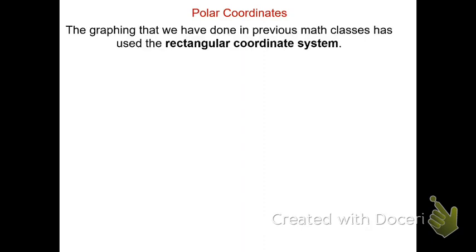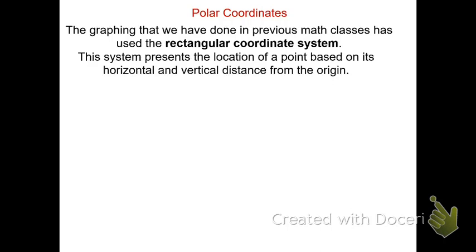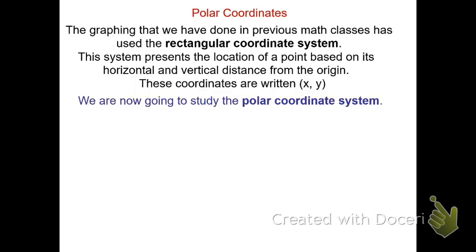The graphing that we've done previously has always been in the rectangular coordinate system. The rectangular coordinate system is based on the horizontal and vertical distance from the origin, and that's how we locate the points using the system. It's the points x, y. In the polar system, we're going to do it a little differently.